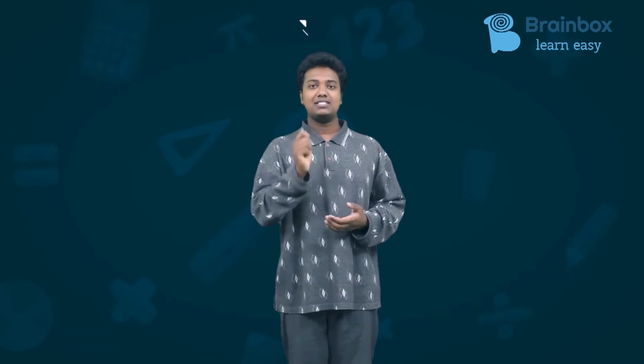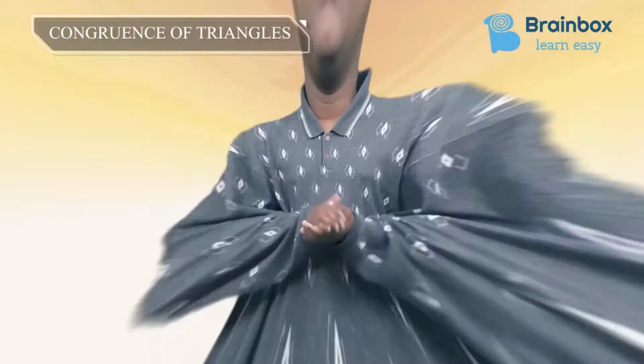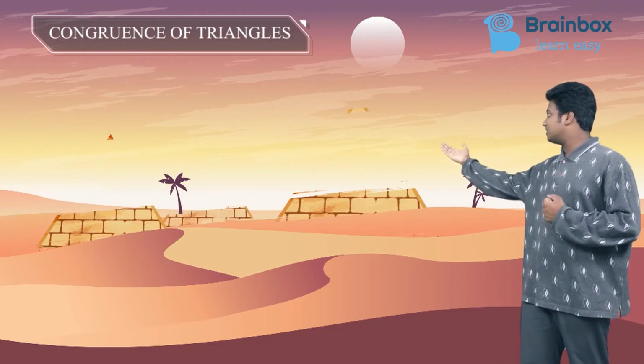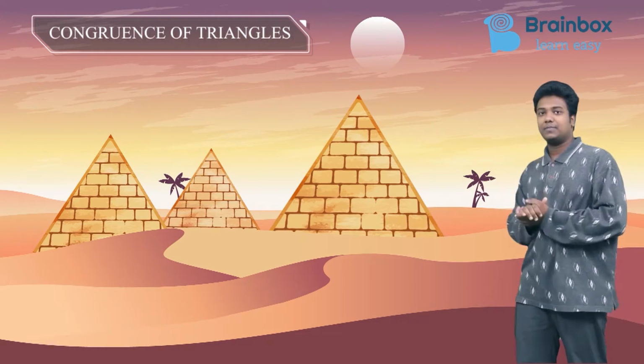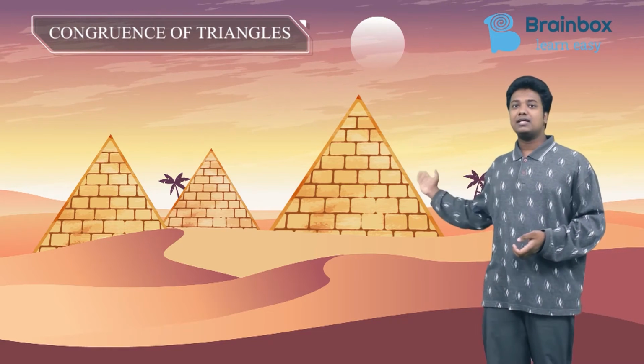Now, if you want to understand the congruence of triangles, let us go to Egypt. Wow, I'm in Egypt. Here, if you observe, there are so many pyramids. Do you know the interesting property of these pyramids? Let us consider a pyramid. This pyramid has an interesting property. If you open up all these triangles, they are said to be congruent.